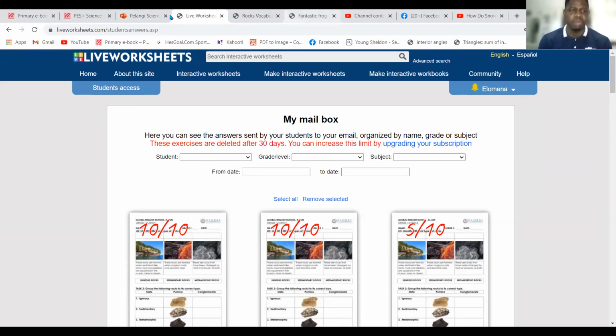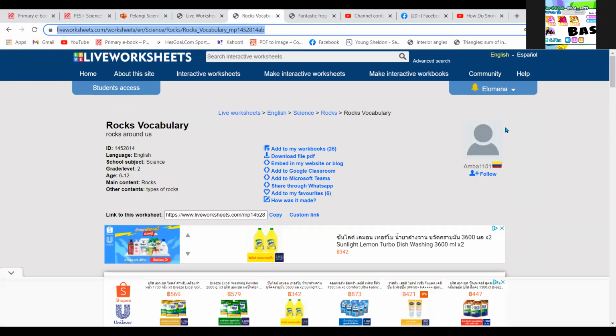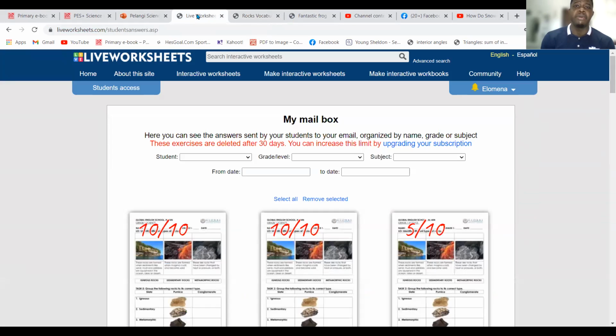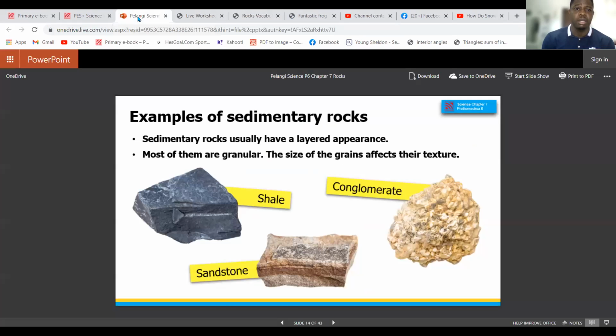Okay, let me try. This is not the one I was looking at. I don't understand the word conglomerate. Conglomerate is an example of sedimentary rock. See here, examples of sedimentary rocks: conglomerate, shale, and sandstone. Yeah, but I don't know how to answer.